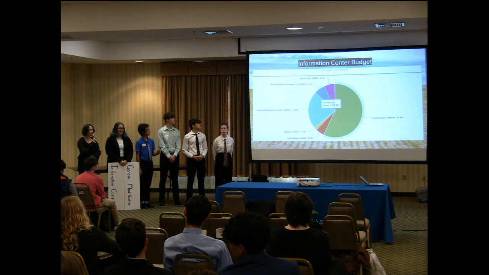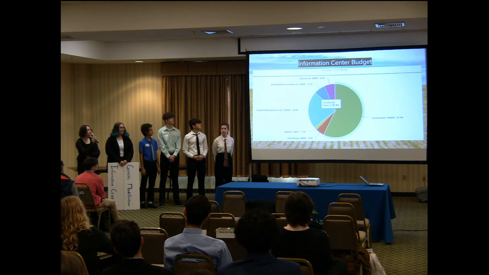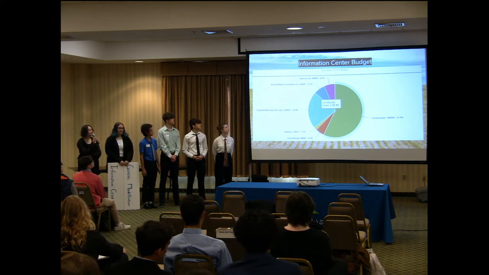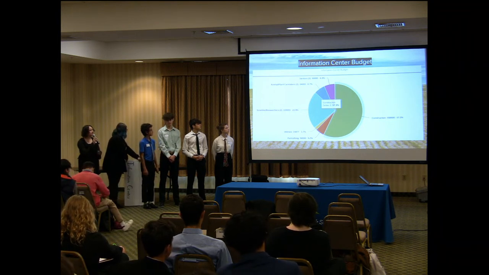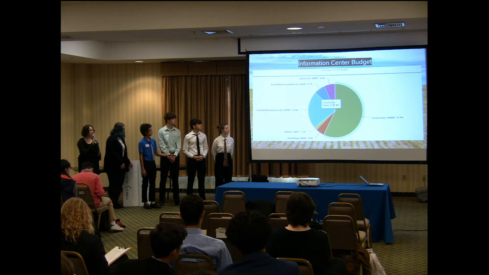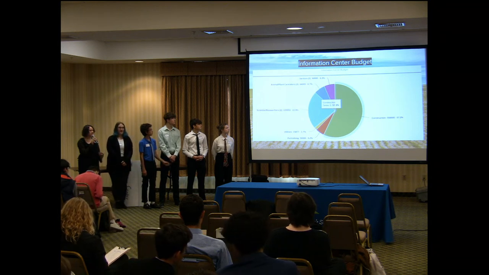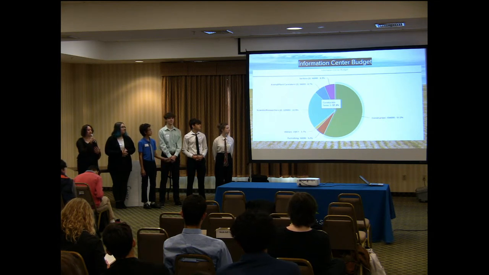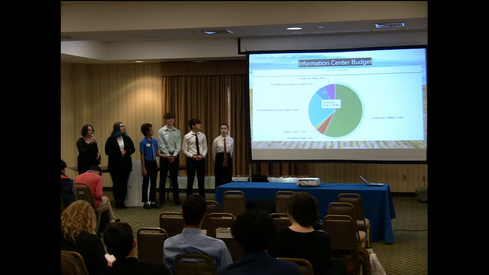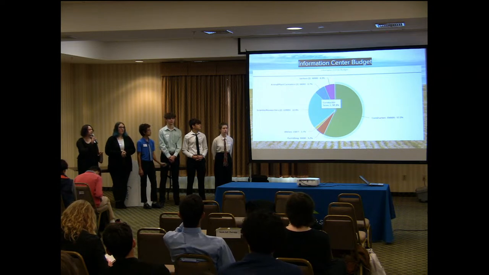Okay, so for our budget, construction of the information center would be around $550,000 for both floors. Researchers would be $220,000. And then furnishing for things such as tables, chairs, and desks would be around $50,000. Caretakers for the animals and plants would be around $64,000. Janitors would be around $60,000 as well.